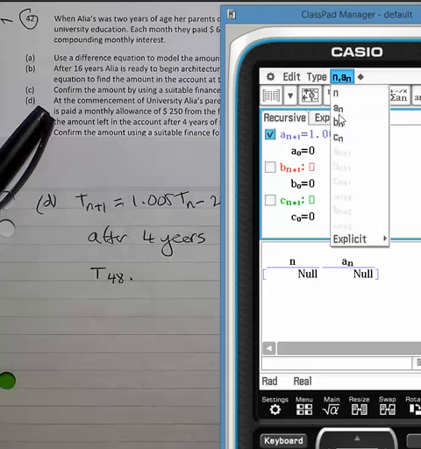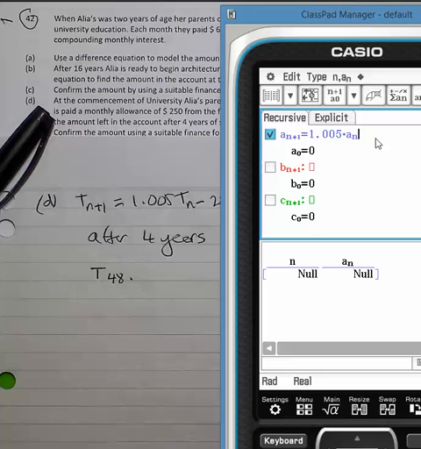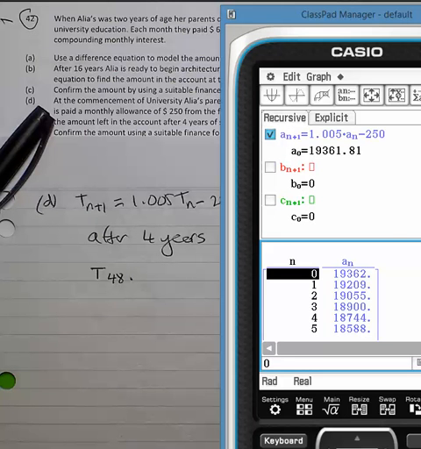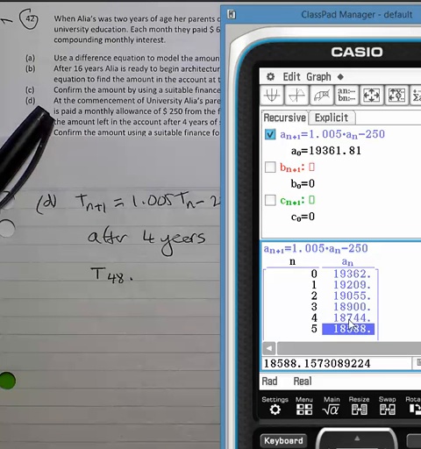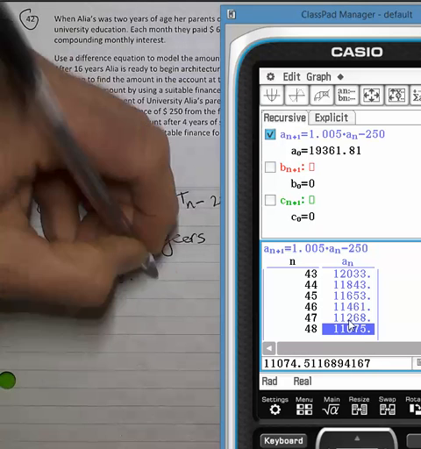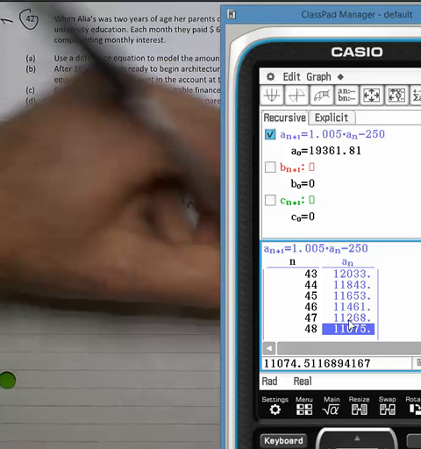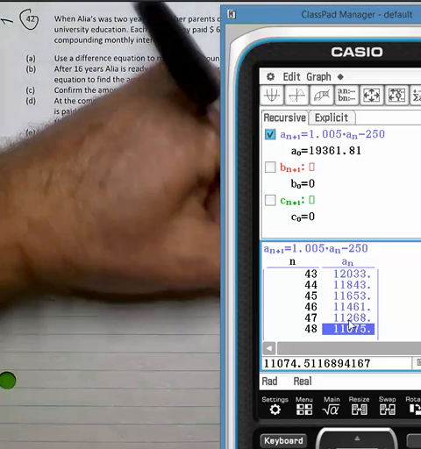So times it by AN minus 250, and the initial term is 19,361.81, and I generate it, and you can see the tabulated data appearing. So I'm going to run down to 48, and we'll see what we end up with. So after that time period, we've got 11,074.51 remains.